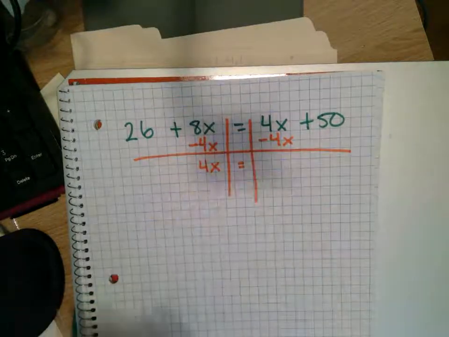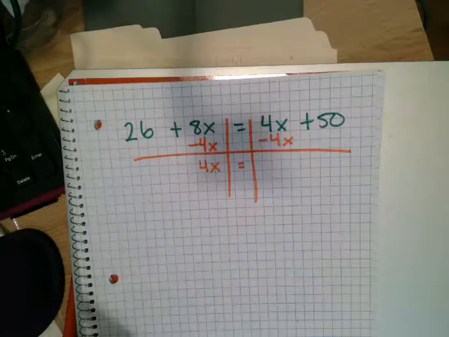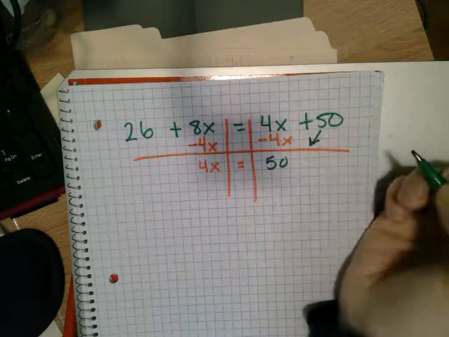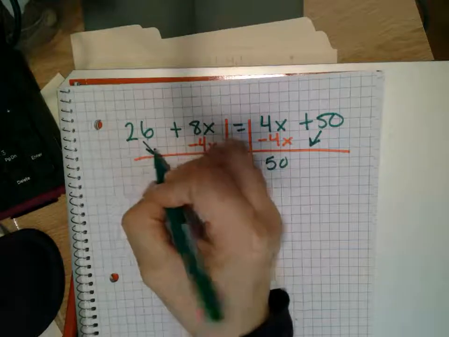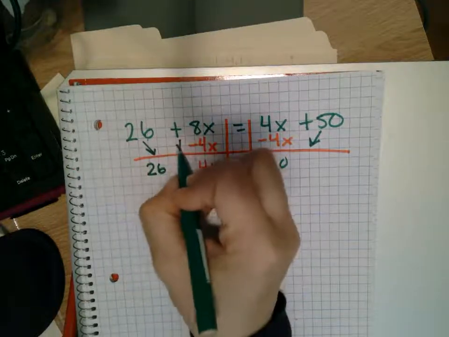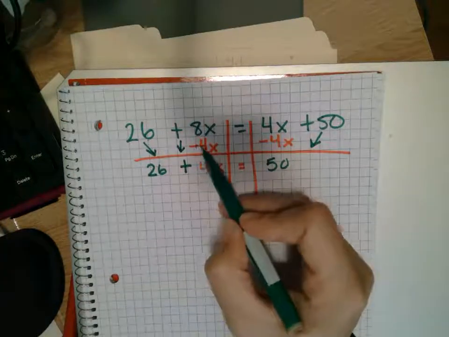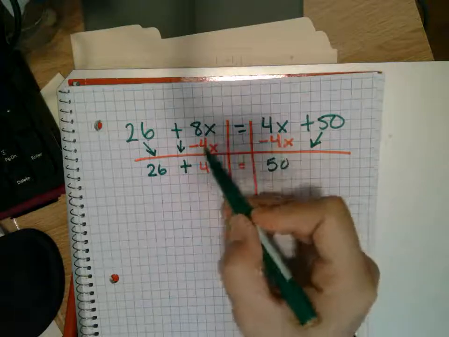Now, bring down everything you haven't used. Well, I haven't used the 50, so I'm going to bring it down. I haven't used the 26, so I'm going to bring it down. And I'm going to bring down the addition sign. Okay? How did I get 4x? Right here. 8x minus 4x, right? I brought over this 4x, I subtracted, and I got 4x.